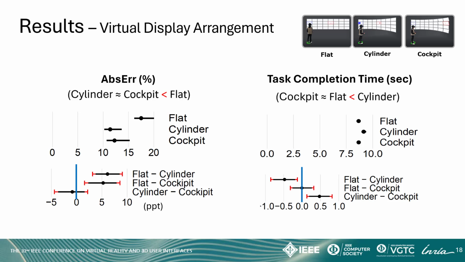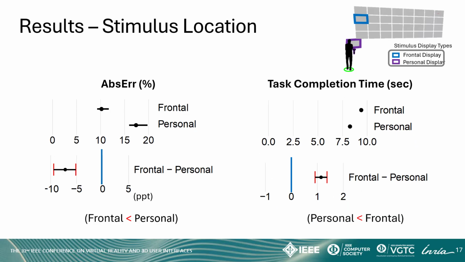In the bottom chart, if a confidence interval does not include the 0 value, it suggests that there is a clear difference between the conditions. First, results by display arrangements. The results show that cylinder and cockpit had lower absolute error than flat, but cylinder took longer task completion time than cockpit and flat display arrangement.